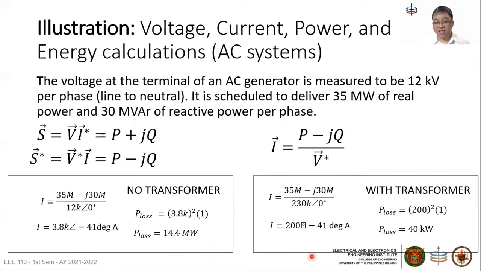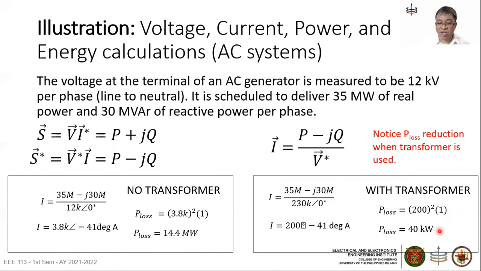So the second case is we have a transformer and we transform the voltage to 230 kilovolts. So the current this time is 35 megawatts minus j30 megavar divided by 230 kilovolts. And the current will be 200 angle minus 41 degrees in amperes. To calculate the losses, that will be I squared R again. That's 200 amperes squared times 1. That will give us 40 kilowatts. So 40 kilowatts, notice, is a huge loss reduction.